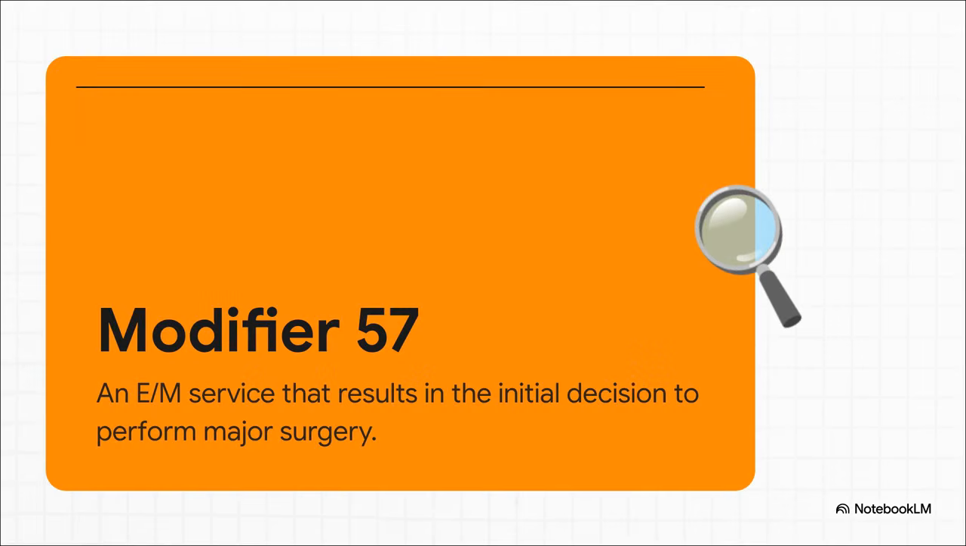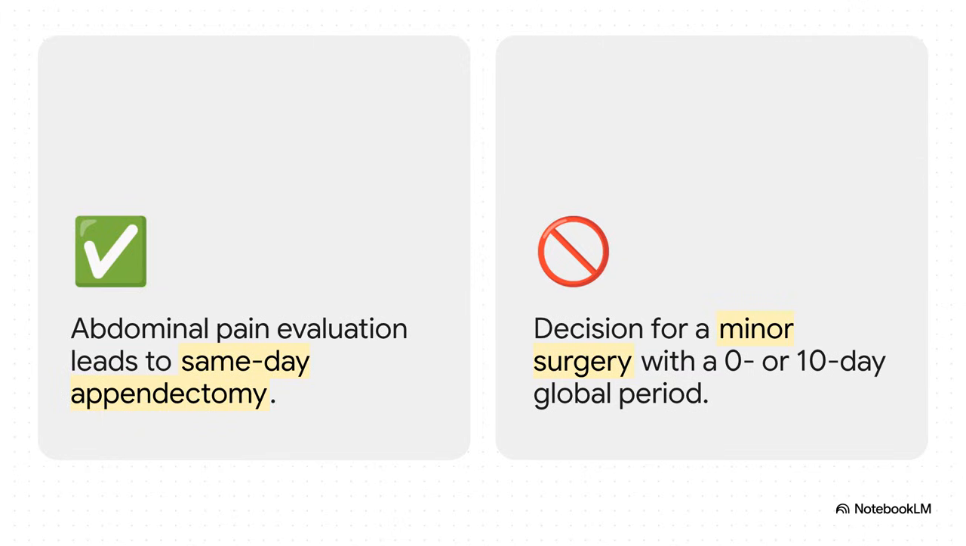Next up is Modifier 57, also known as the Decision for Surgery Modifier. You're going to use this when the E&M encounter leads directly to the initial decision to perform a major surgical procedure. And by major, we mean a procedure with a 90-day global period happening on that exact same day or the day prior. And for sure, your assessment and plan documentation must definitively confirm that this was the moment the surgical decision was made. Notice the really strict restriction here. You absolutely cannot use Modifier 57 for minor surgeries, those with a 0 or 10-day global period. It's reserved for major surgery.